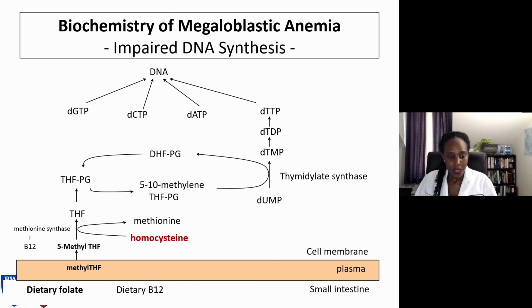So we absorb dietary folate as methyl tetrahydrofolate. 5-methyl tetrahydrofolate needs to be converted to tetrahydrofolate for use in DNA synthesis. And that conversion is dependent on the conversion of homocysteine to methionine, which needs B12 as a cofactor of methionine synthase. Therefore, vitamin B12 deficiency begets folate deficiency.